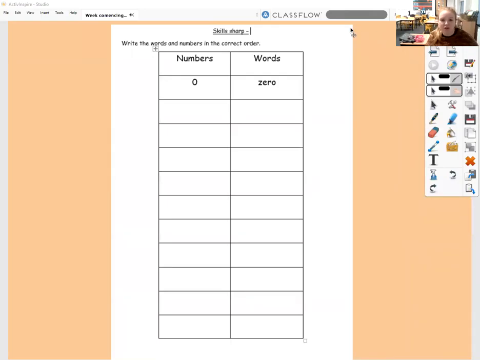There is a skill shop on the screen for you. If you could pause this video and have a go at this, please, or if you want to print it off, it is on the school website. Off you go.